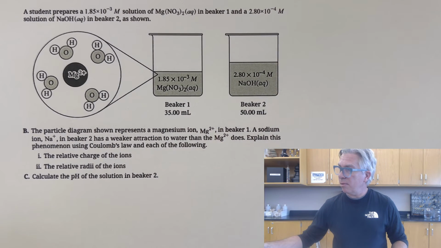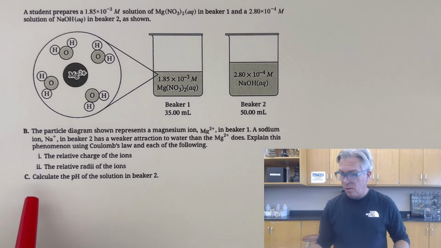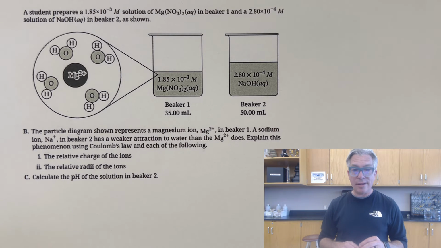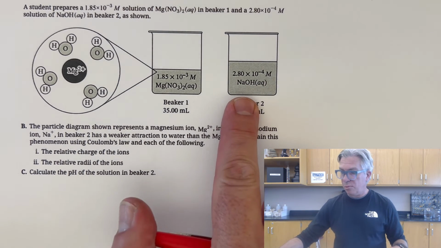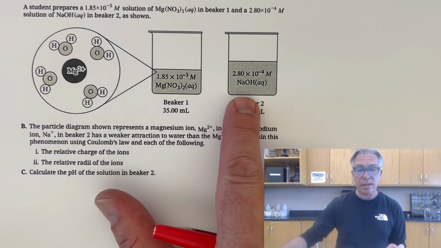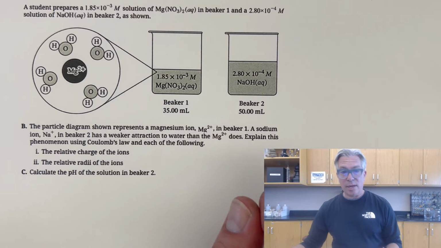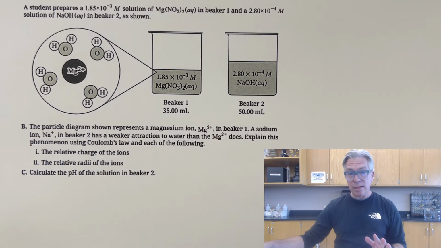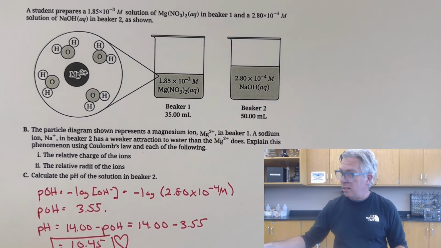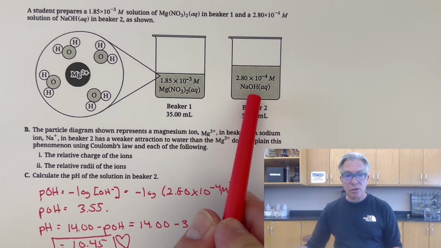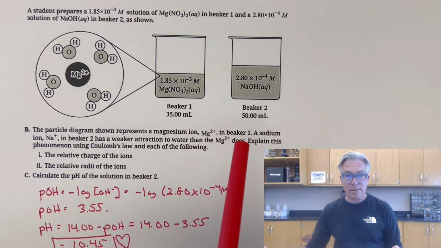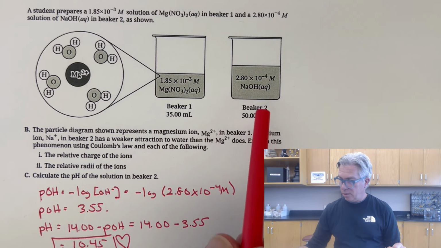And then in the third part of letter B, or it's actually now C, we need to calculate the pH of the solution in beaker 2. So the solution in beaker 2 is a sodium hydroxide solution, 2.8 times 10 to the minus 4 moles per liter. I'm not going to be able to get the pH directly, but I can get the pOH pretty quickly. Because sodium hydroxide is a strong electrolyte, and we needed to know that, it will dissolve completely, so the concentration of the OH ion is 2.8 times 10 to the minus 4th. So that's good to know.